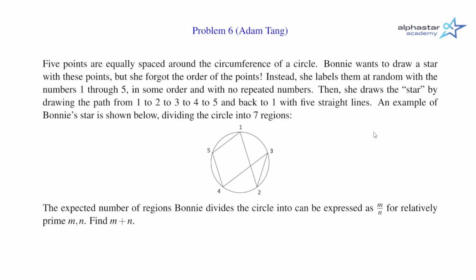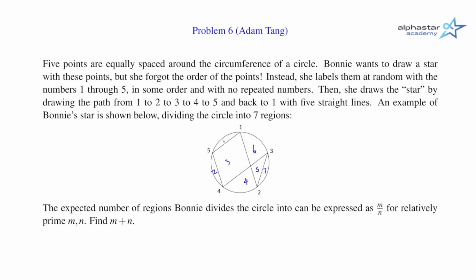Then she draws the star by drawing the path from 1 to 2 to 3 to 4 to 5, and then back to 1 with 5 straight lines. An example of Bonnie's star is shown below, dividing the circle into 7 regions. Those are regions 1, 2, 3, 4, 5, 6, and 7. So you can see there are 7 regions.